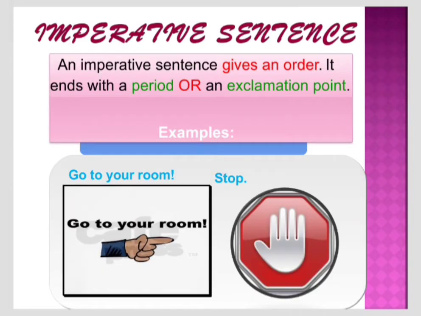Proceeding to the next category of the sentence, which is imperative sentence. Now, what is an imperative sentence? An imperative sentence always gives an order or makes a request. For example, go to your room. Now, this is an order, this is a command. Hence, it is an imperative sentence. Please do this work for me. This is a request.